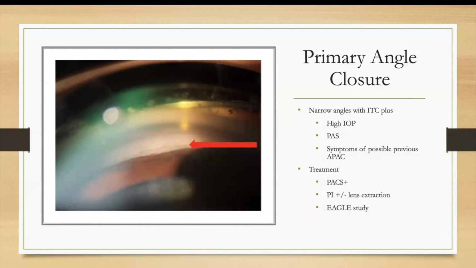And then you're essentially going to treat them. You're going to think about whether or not they're PACs plus, and I'll talk about that in a moment. These are patients who are essentially going to be treated with a peripheral iridotomy, plus or minus a lens extraction, and if you're revising for your part two exams, then the EAGLE study specifically saw that the potential benefit was the same between PI and lens extraction, but actually lens extraction seemed to carry slightly better IOP control and a better quality of life. So these are patients who definitely should be considered for early clear lens extraction.